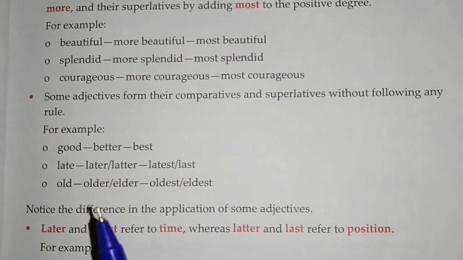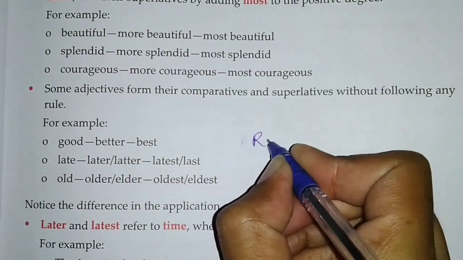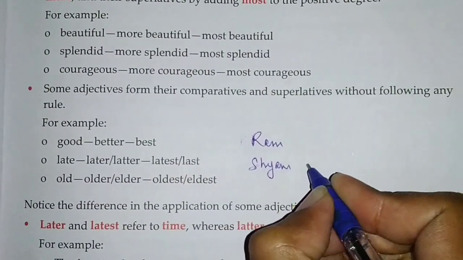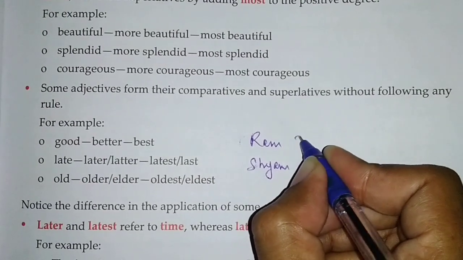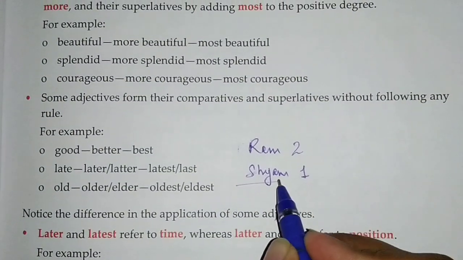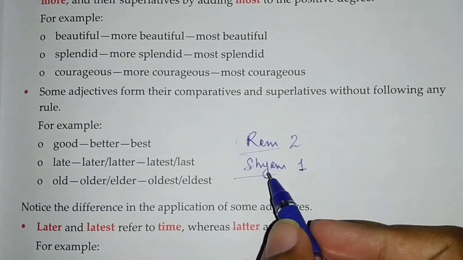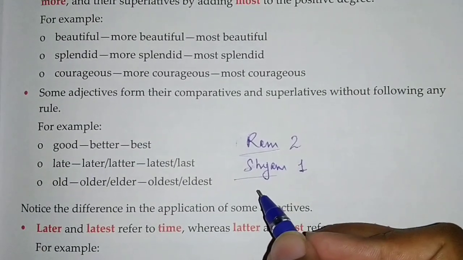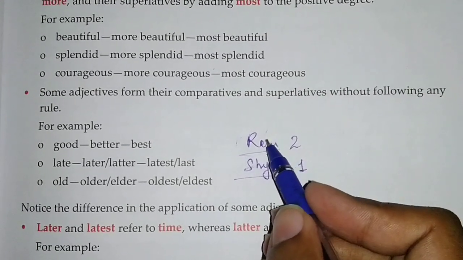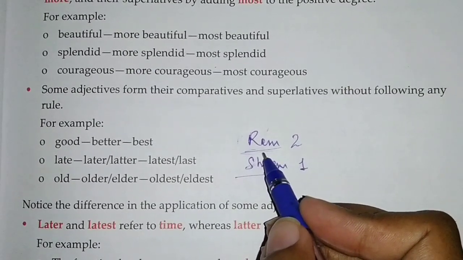For example, two students are sitting in a row. This is Ram and this is Shyam. Shyam is sitting on the first bench while Ram is sitting on the second bench. So if I say that one of you stand up and tell me the answer, but they are confused who has to stand, then I say the latter one. Latter one means the one who is next in position.